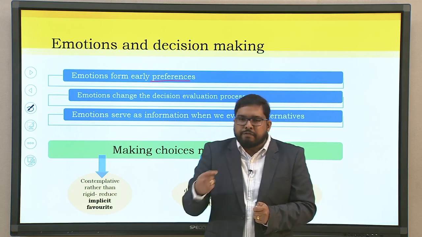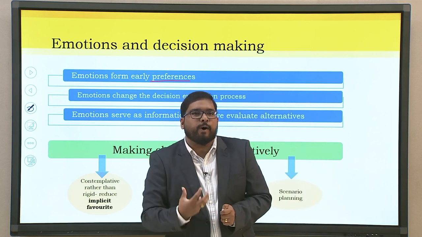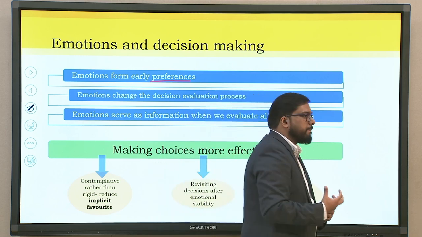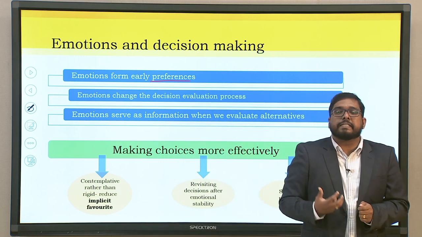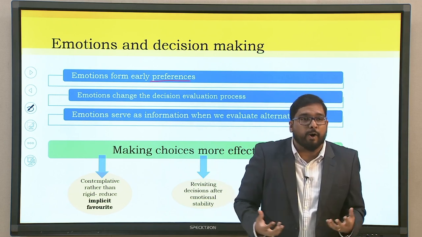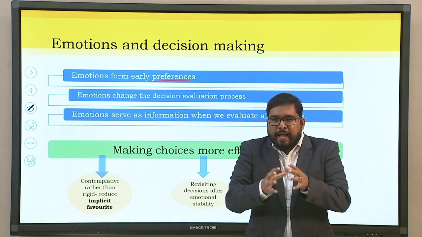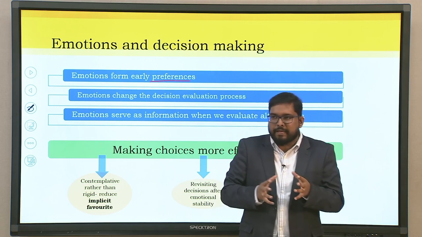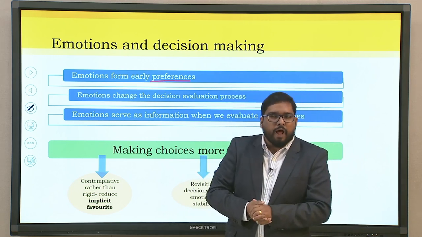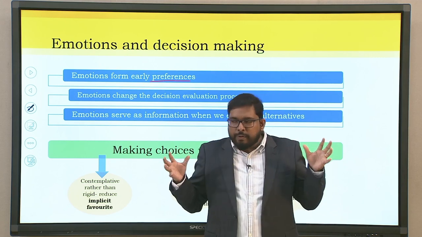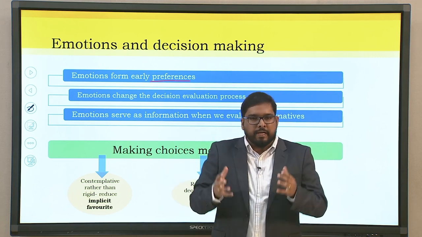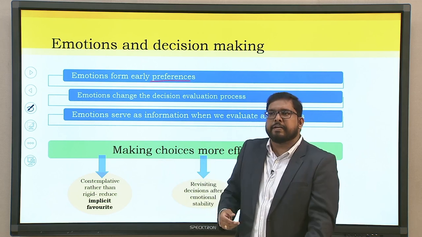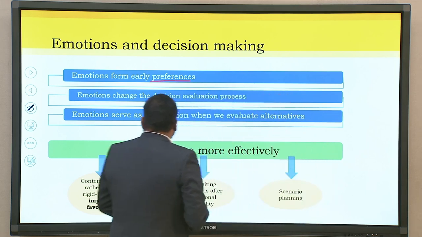Emotions serve as information when we evaluate alternatives. This is the theme. Emotions serve as information when we evaluate the alternatives. Because we have different options, we have a preference to that. We see how it goes in, how it comes out as a finished product. So somewhere we are making an inherent choice of ours with respect to that particular decision.